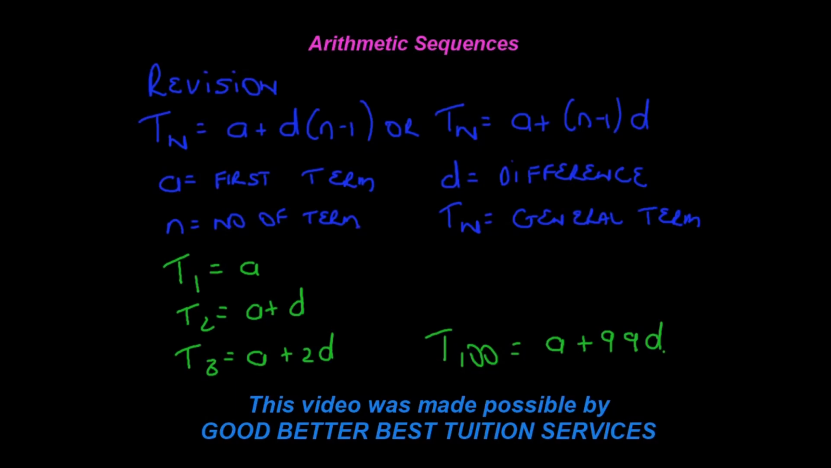The second one is that I want you to remember that T1 is your first term, T2 is equal to a plus d, T3 is equal to a plus 2d, and T100 is equal to a plus 99d. You might be asking me, where am I getting this from? Well, let me show you.